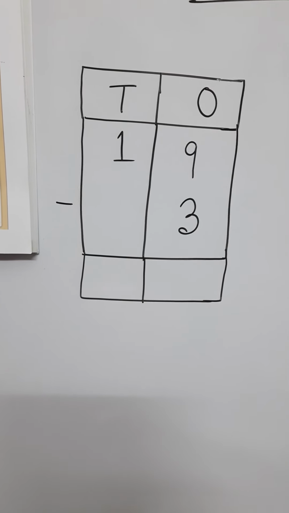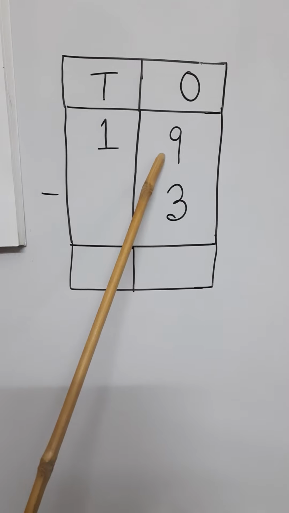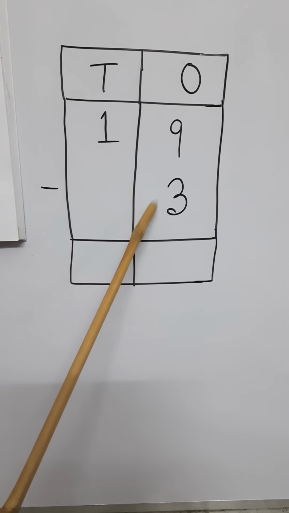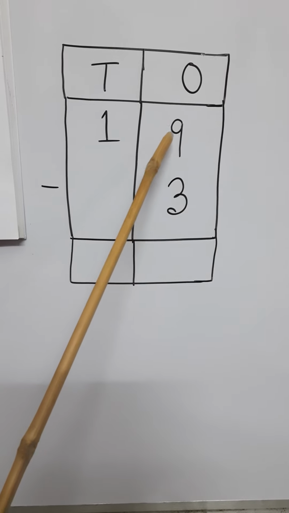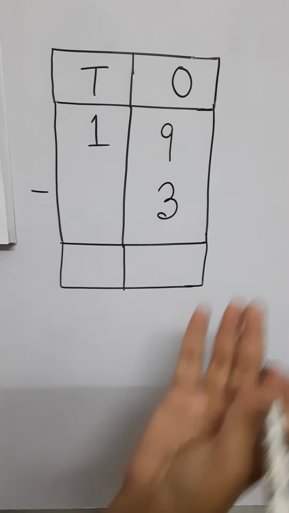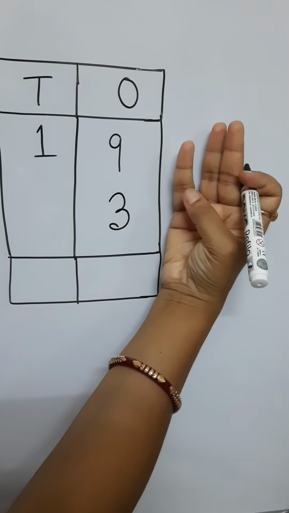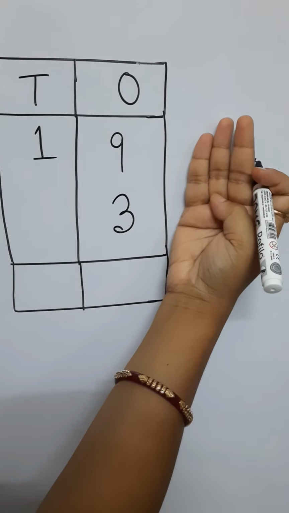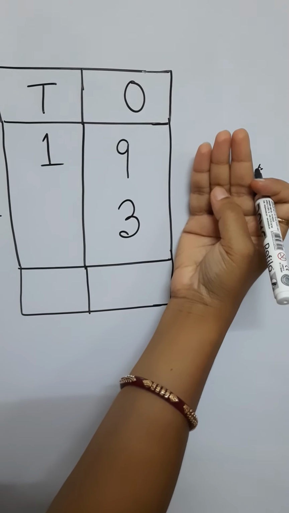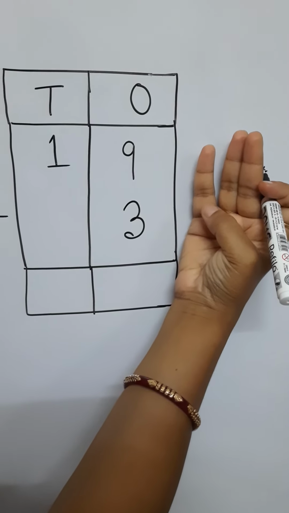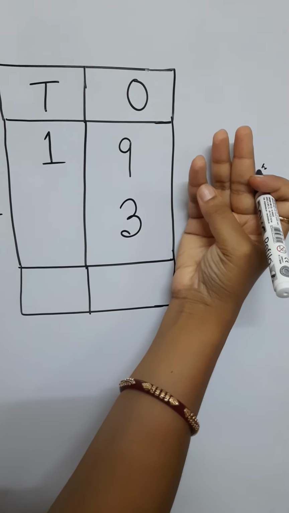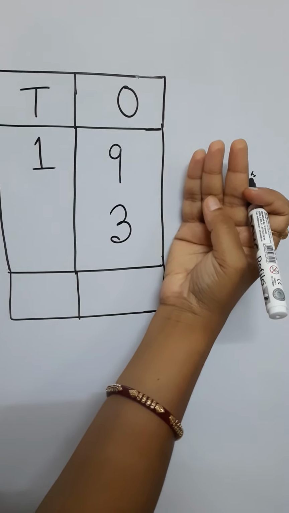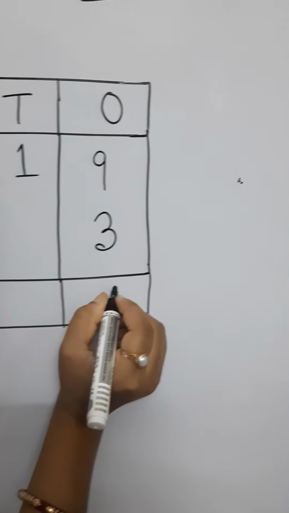So on the ones place side, the first number we have is 9 and the next number we have is 3. So we have to count after 3 up to 9. That is 4, 5, 6, 7, 8, 9. How many numbers? 1, 2, 3, 4, 5, 6. So 6 is the number.